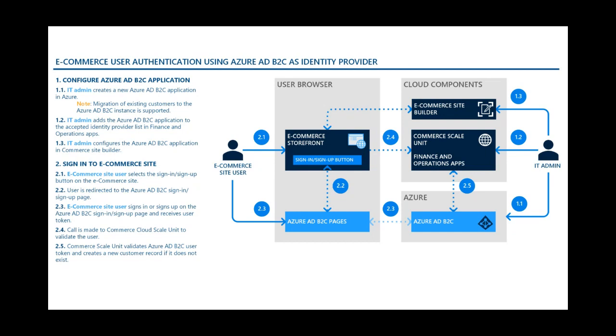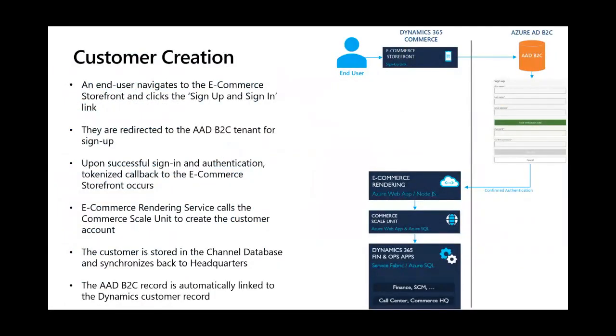I want to look at that in a slightly different swim lane diagram, but also note AAD B2C offers local accounts for sign-in, but they also offer social identity providers like Facebook or Google, so you can have users log in with those methods. All of these link back to a customer record in Dynamics, which we link the association. And let's take a look at how that process happens.